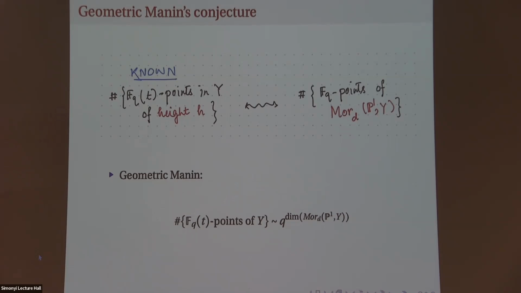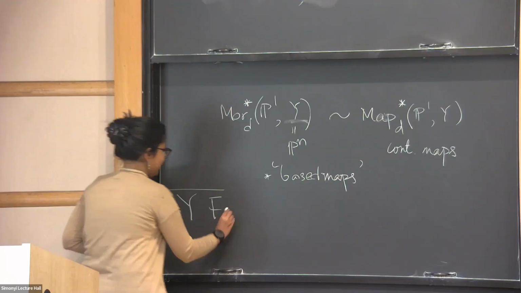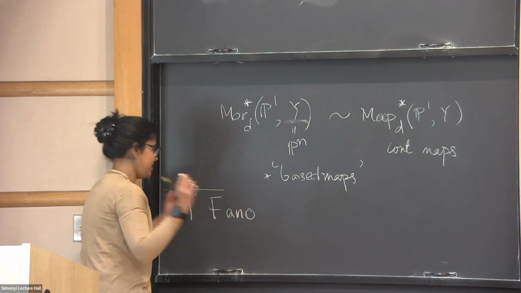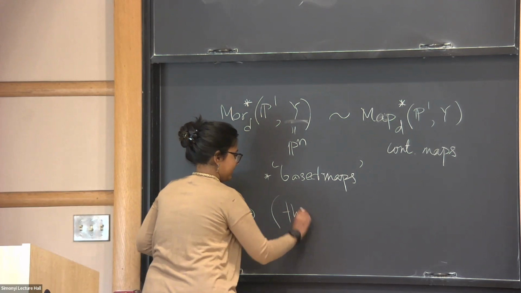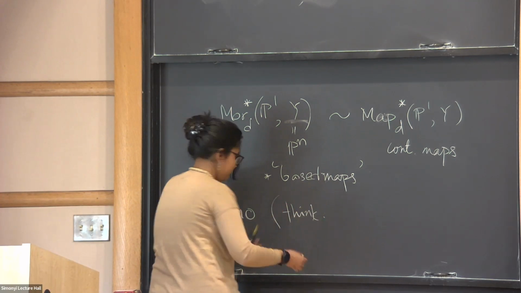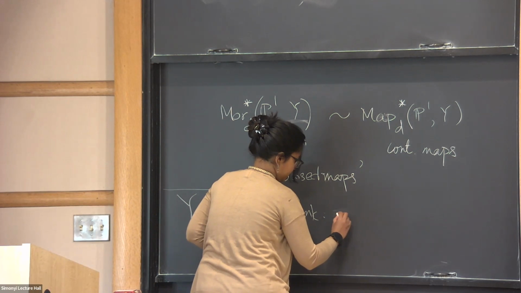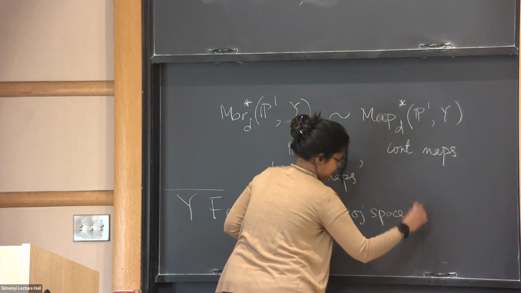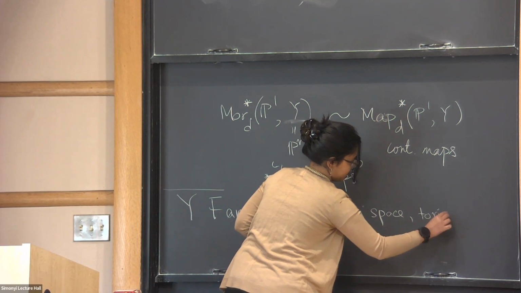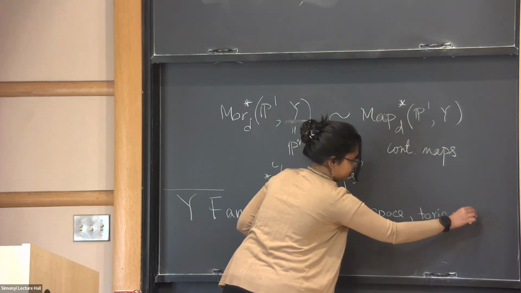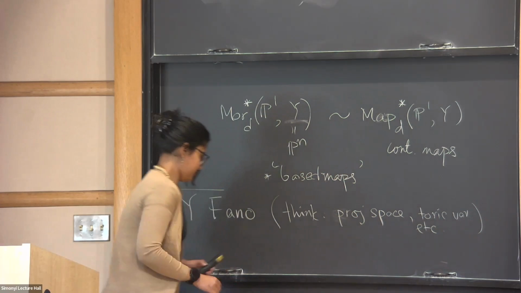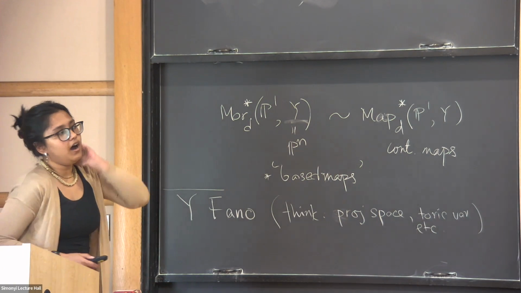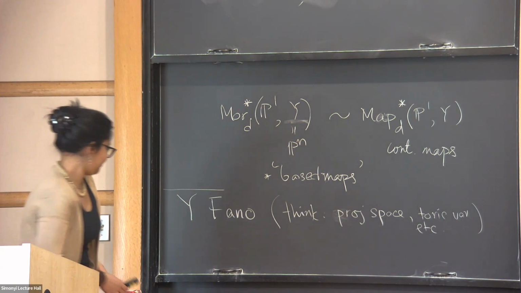So yeah, to keep the slides uncluttered, I left out many adjectives. So henceforth, just think of Y as a Fano variety. If you don't know what a Fano variety is, I'll give some examples: projective spaces, weighted projective spaces, toric varieties, Riemannians. So, I believe. Right. Henceforth.